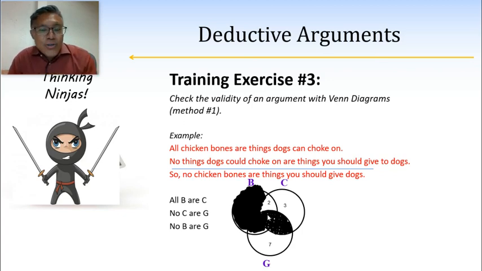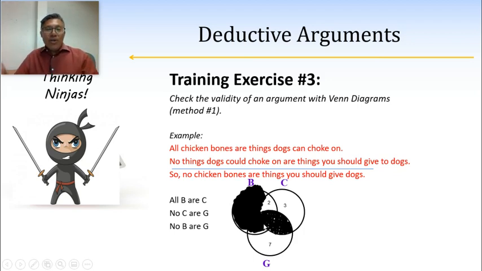Let's take a look at the conclusion to see if the conclusion has to be true given the drawing, right? If the conclusion looks like what we've drawn. The conclusion is there are no B's that are G's. Take a look at B's. Are there any B's that are G's? No. There are no B's that are also G's, right? The only B's left is section 2. There are no B's that are also G's.